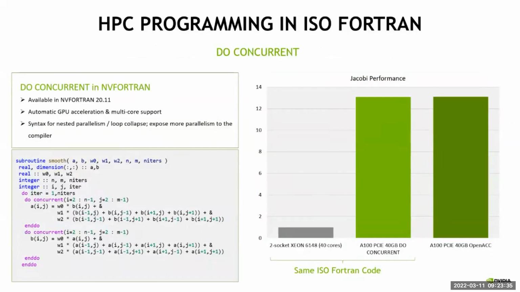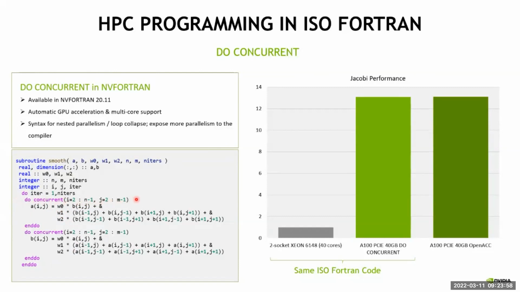So in terms of programming in ISO Fortran, here's an example of a fairly simple stencil operation that's written using do concurrent. If you've not seen this syntax before, traditionally with do loops, we would have an i loop and a j loop nested together. With do concurrent, I specify my indices just a little bit differently.